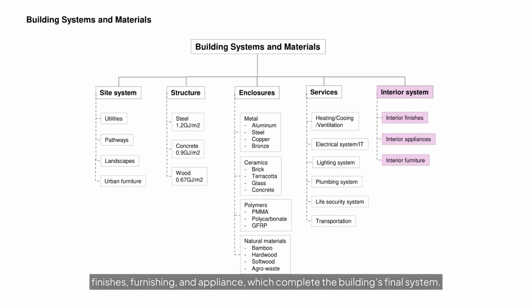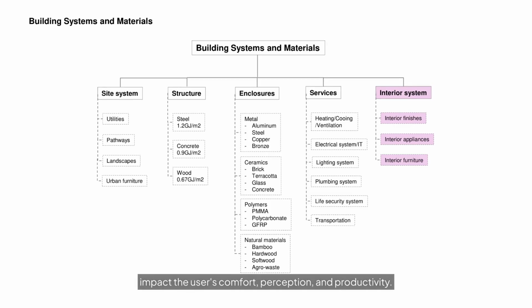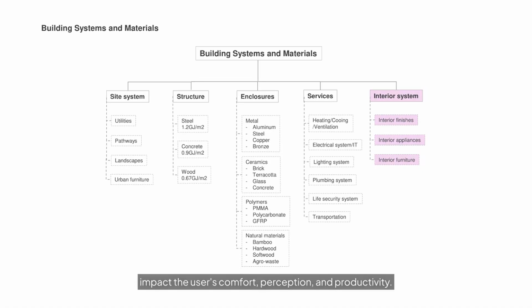Interior systems include finishes, furnishing, and appliances, which complete the building's final system. The interior system's textures, colors, materials, and details impact the user's comfort, perception, and productivity.